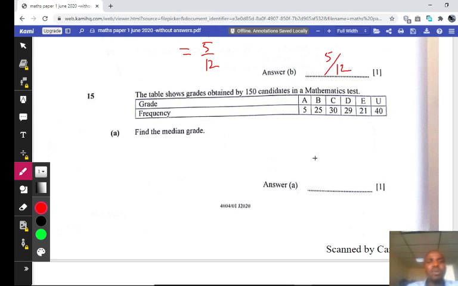It reads, the table shows grades obtained by 150 candidates in a mathematics test. Then the table is there. Find the median grade. Right, median is the number that is found at the middle. So the median grade is what? What do you do when there are frequency tables like this? Right, it's simple. You just find out how many numbers are there. It's 150 numbers. So you say 150 divided by 2. 150 divided by 2, what do you get? You get 75.